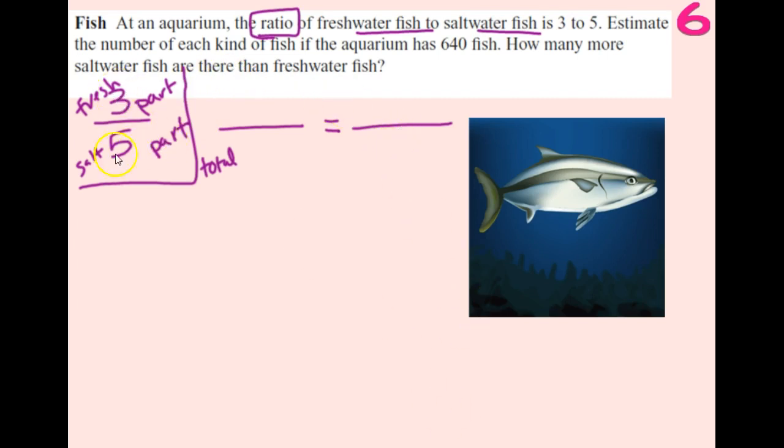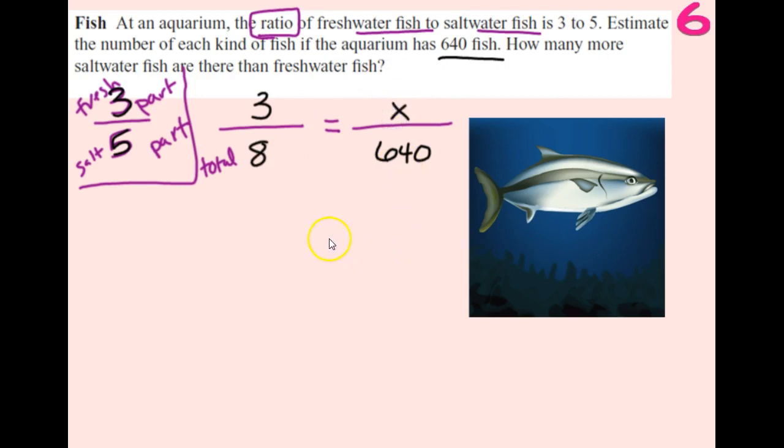So we know out of all of these parts, there's 3 parts fresh and 5 parts saltwater, so a total would be 8 parts fish. And the total number of fish is 640. So these are both totals. Then we need to figure out what part. So we can pick either the 3 or the 5. I'm going to just pick the 3 first. 3 parts freshwater out of a total of 8 parts.